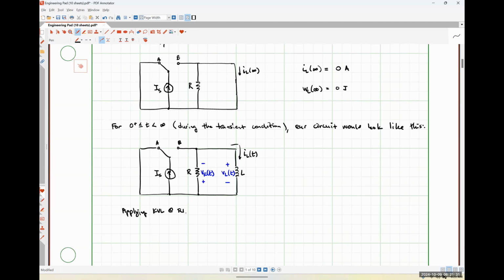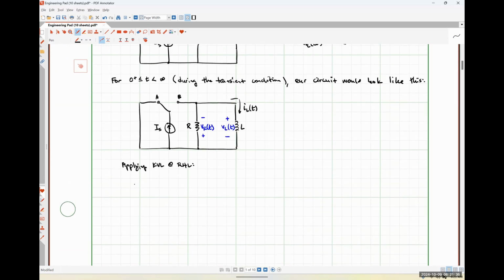So applying Kirchhoff's voltage law around our right-hand loop, we would simply have VR of t plus VL of t is equal to 0. Everybody okay with that?